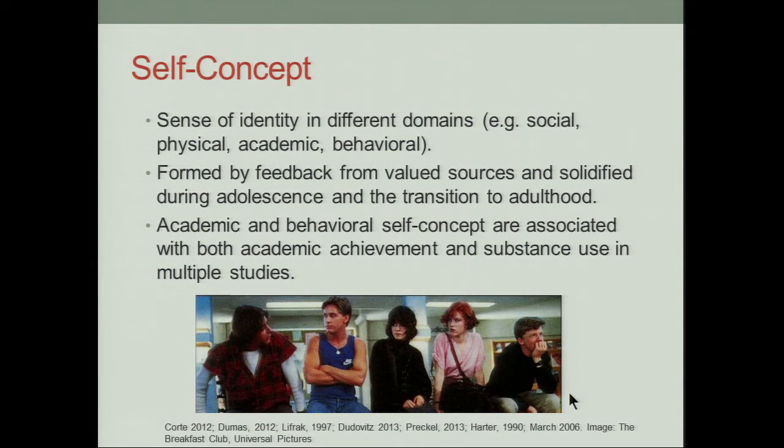Both academic and behavioral self-concept have been associated cross-sectionally with academic achievement and substance use in a number of different studies. And we think that self-concept is formed by getting feedback about basically how you rank in these different domains. And the more valued the source of that feedback, the more it impacts how you develop your self-concept. So if somebody that's really important to you gives you messages that your behavior is poor, that's going to be more powerful than somebody who's not as important to you giving you that same message.